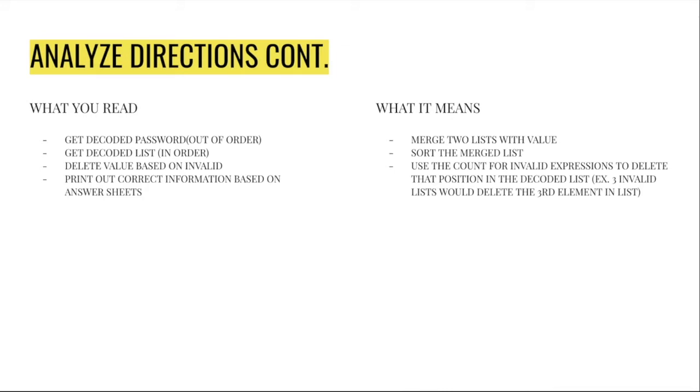Okay, and then here are just a couple more things. We're going to get the decoded passcode, and at first it's going to be out of order. So the first thing we're going to do is merge the two lists together, which are Scarlett's linked list and Travis's linked list. Then we're going to get the decoded list in order, and that means we're just going to sort the merged list. We're also going to delete values based on the invalid expressions.